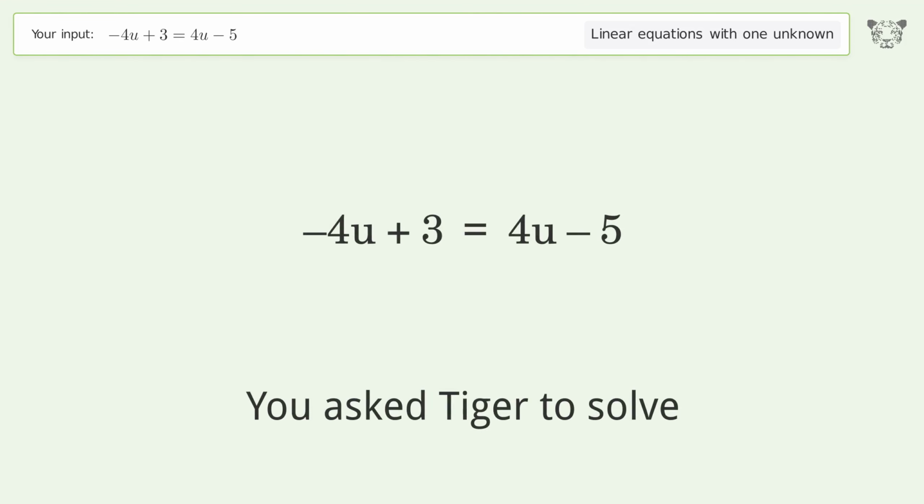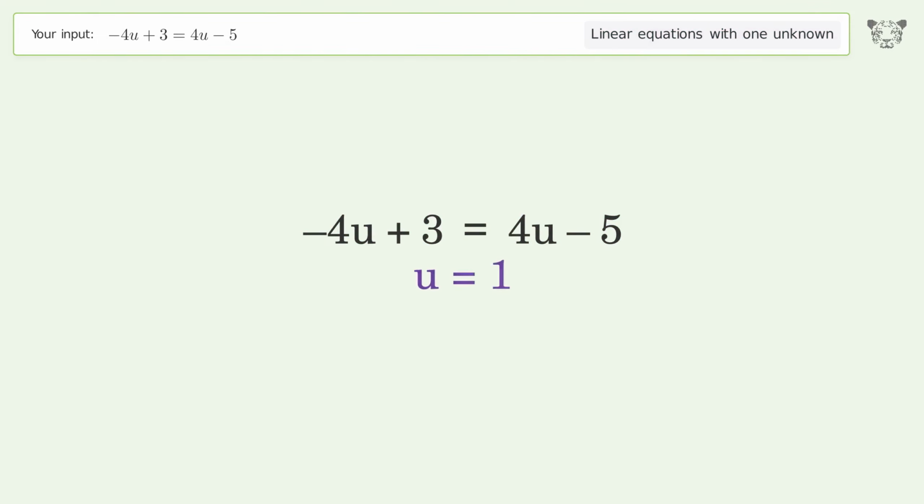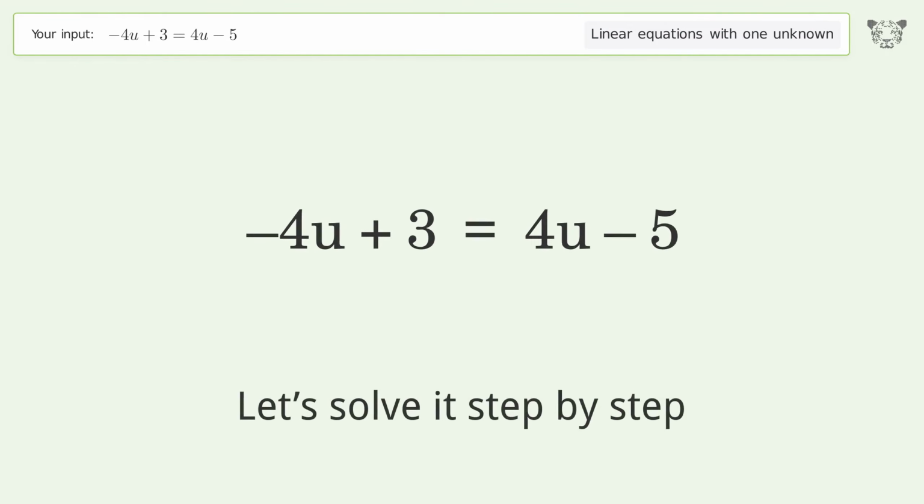You ask Tiger to solve. This deals with linear equations with one unknown. The final result is u equals 1. Let's solve it step by step.